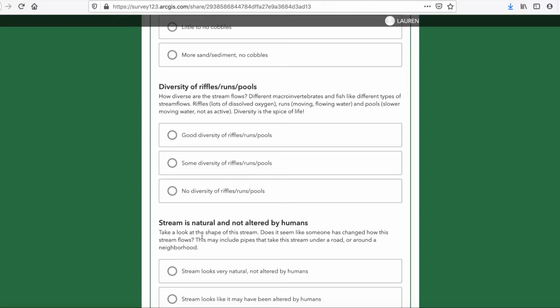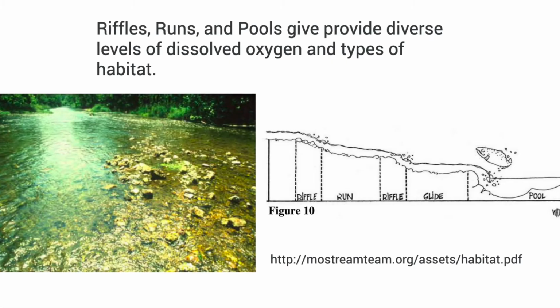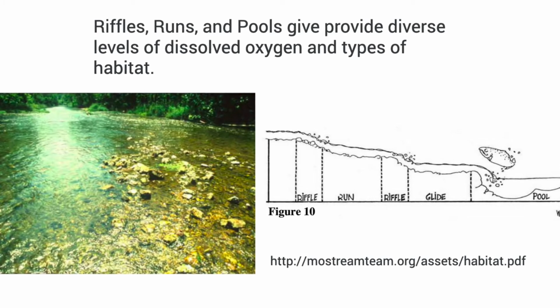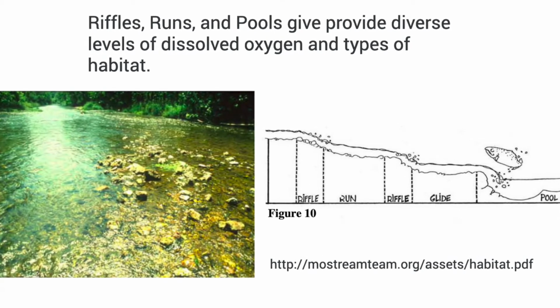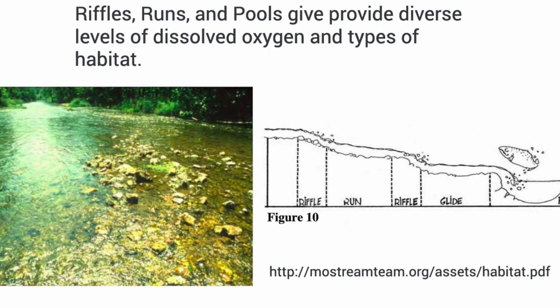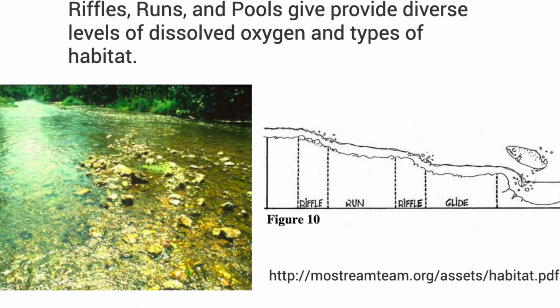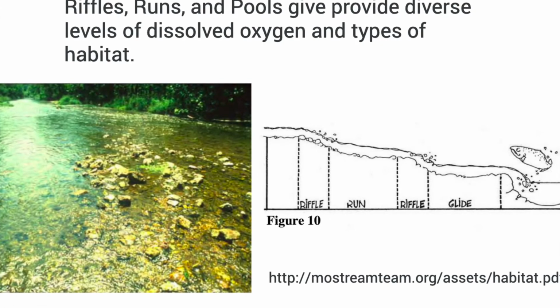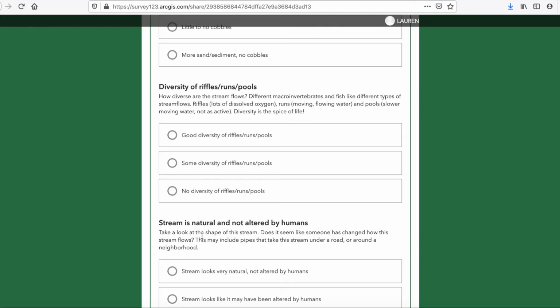Okay, so the next part of the survey asks about the diversity of riffles, runs, and pools. You don't have to so much look for the actual riffles and the actual runs and the actual pools. We just want to make sure that there's a diverse habitat available to the fish and macroinvertebrates living in the stream. So a riffle is going to be a quickly moving portion of the stream. The runs are where it starts to slow down a little bit, and the pools are generally deeper and slower moving than any other part of the stream.